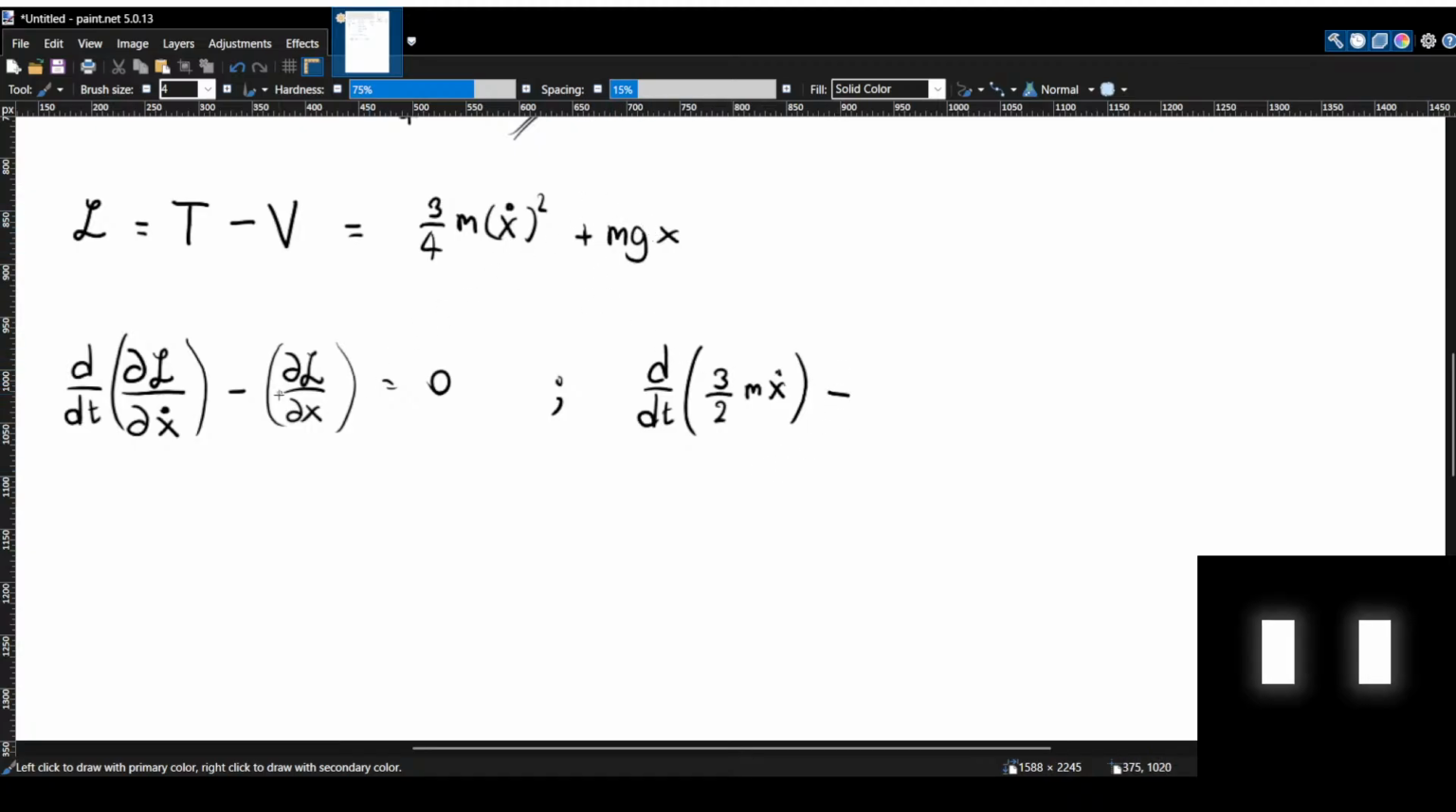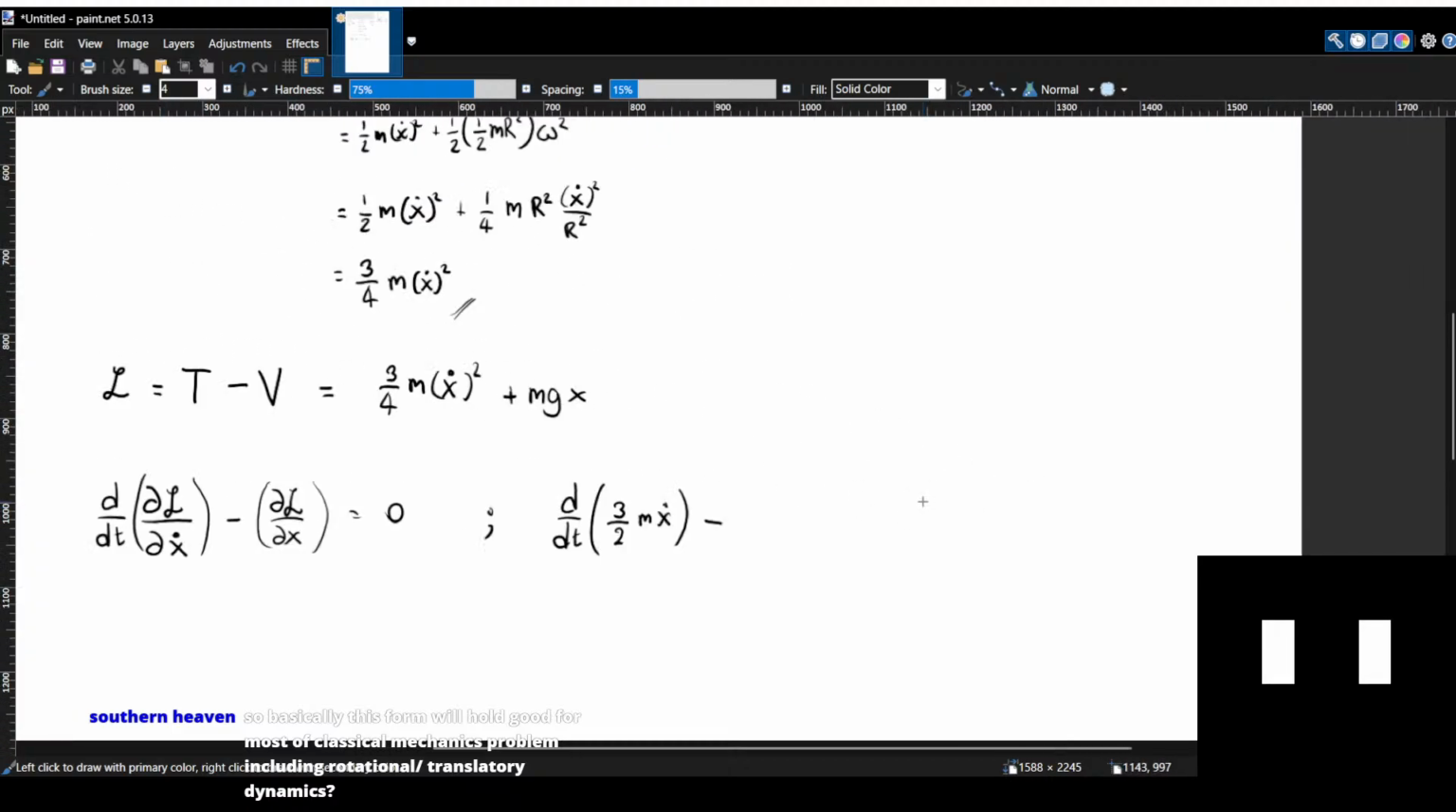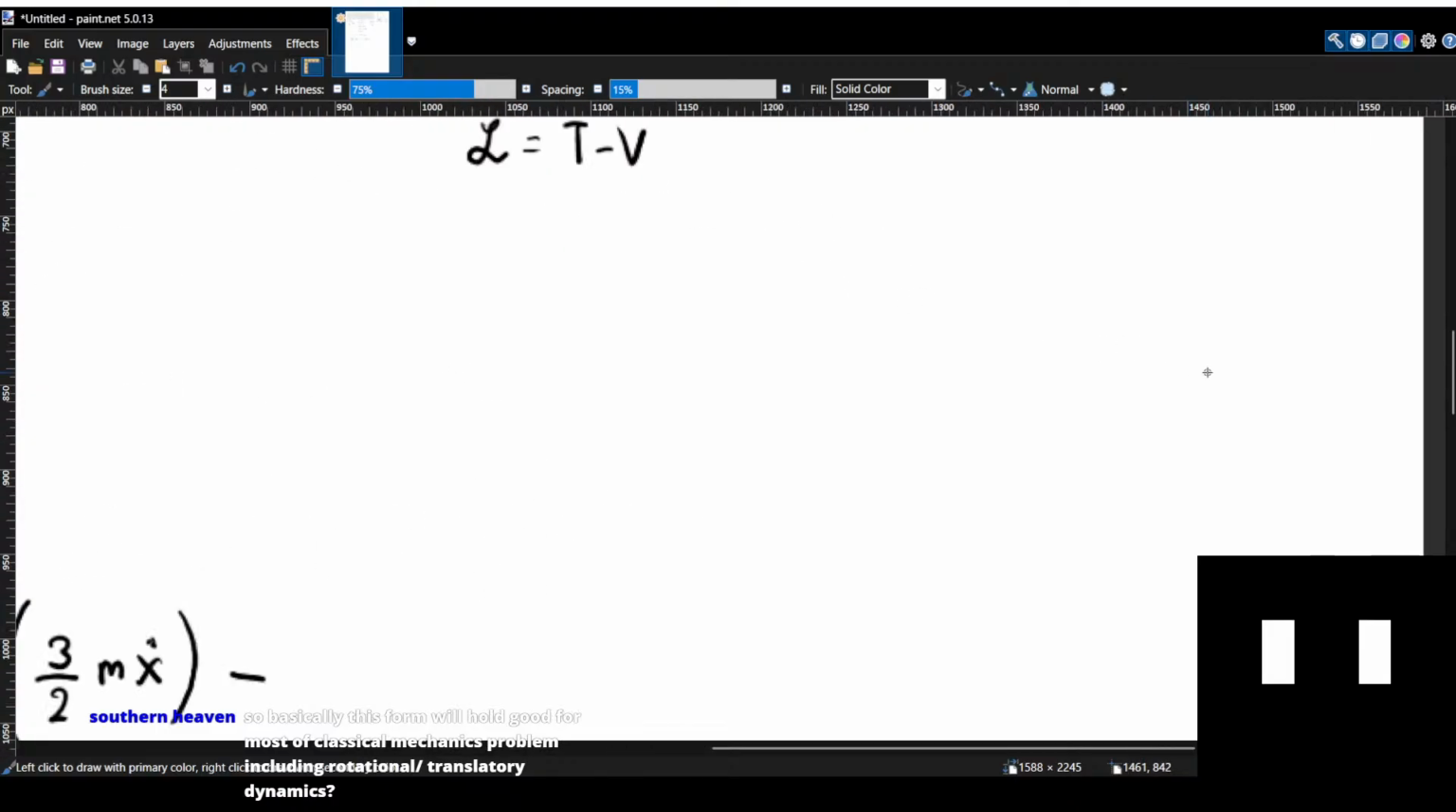So basically this form will hold good for most classical mechanics problems, including rotational and translational dynamics. That is correct, yes. It does hold up for conservative forces, if I'm not mistaken. It holds for conservative forces because this form, hold on, this form, L equals T minus V, the derivation comes from Newtonian mechanics itself.